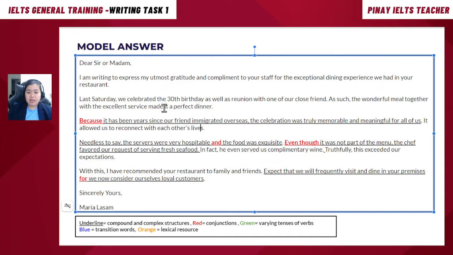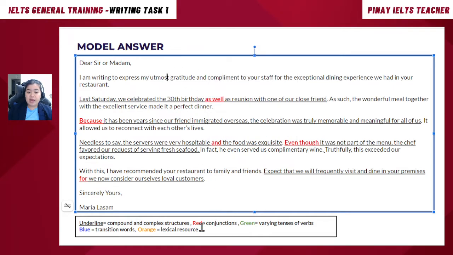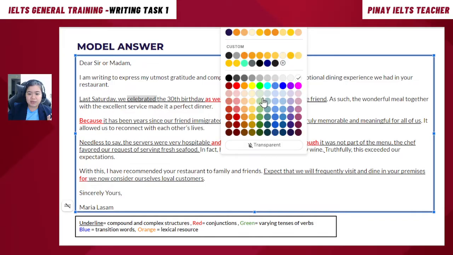All right. So now we see that last Saturday we celebrated as well as reunion with one of our close friends. That is a compound conjunction here. So that's a compound sentence there. Now that we're done with that, now that we've established our range in our grammar structures or sentence structures, let's look at our grammar tenses, the past, present tense. So let's see. Okay. We celebrated is a past tense. Celebrated, so that's a past tense. Okay.